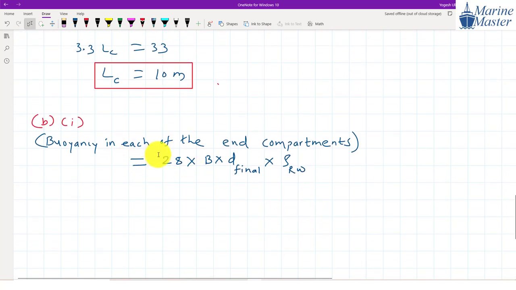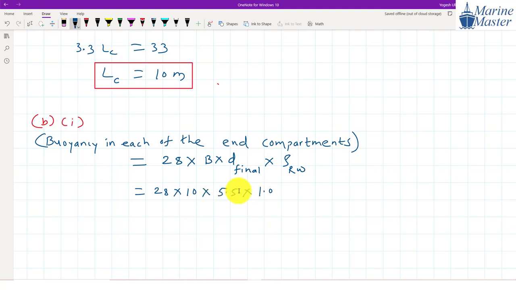And then mass of water displaced will be equal to what? Volume of water displaced into density. Anyone have any doubt in this one, guys? See, the length is 28, volume of water displaced into density. So the volume of water is 28 into breadth. How much value of breadth do we have? 10 meter. Final draft 5.5 and density of river water 1.008.